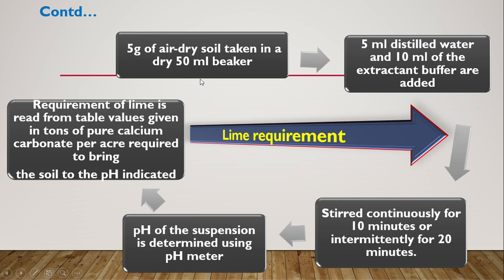And how can we calculate the amount of lime required for removing the acidity? This is the procedure for that. 5 gram of air-dried soil is taken, 5 milliliter of distilled water and 10 milliliter of the extract buffer are added and stirred continuously for 10 minutes. We will find the pH. Now the requirement of lime is calculated from table values. There is a table developed by a scientist for calculating the amount of lime for a particular pH. So first we will find the pH, and after that from the table we will take the amount of lime which is used for neutralizing the particular acidity. This is how we will find the lime requirement.